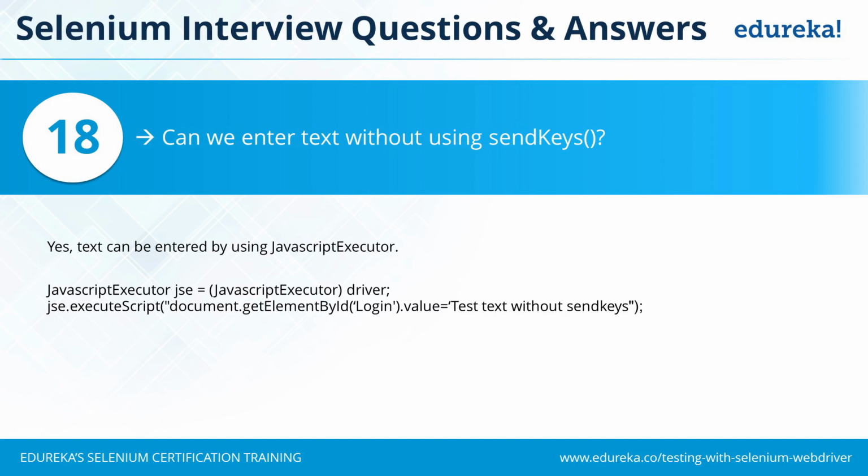So what I basically do over here is I go to the particular document using the DOM method of identification of the element, and then I get the element by its ID as login dot value. So I just impose this value over there so that it is available as the visible text to the user. So I'll just impose this value and it will be available in the text box. So you can enter text without sendKeys method using JavaScript executor.